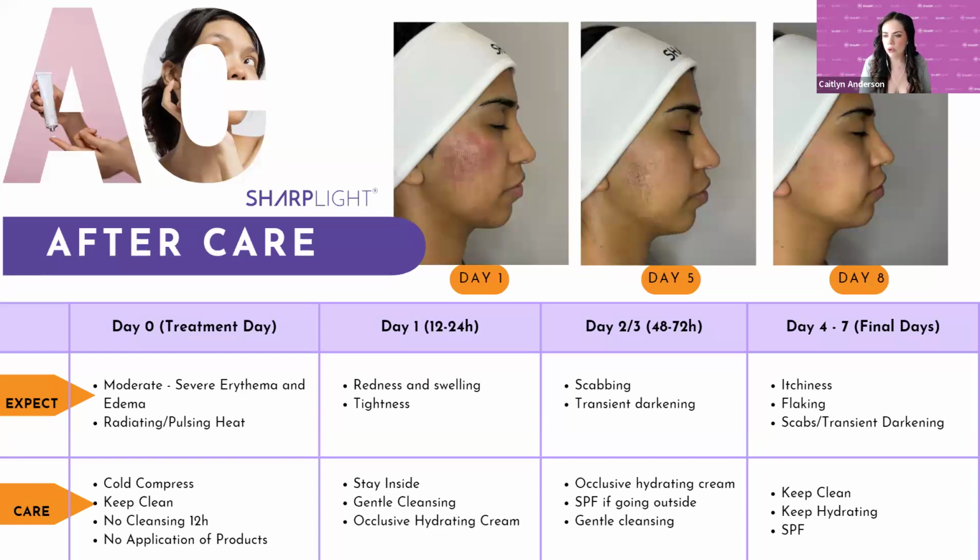And then your 4 to 7, in your final days, like I said, this is a range just because if you have a more aggressive procedure, there's going to be more downtime, obviously. So that's why it's such a range from 4 to 7. It's a little bit of a broad number. There's going to be itchiness. That's probably the biggest complaint I get: my skin's so itchy, it's still flaking. You may still have scabs, transient darkening.